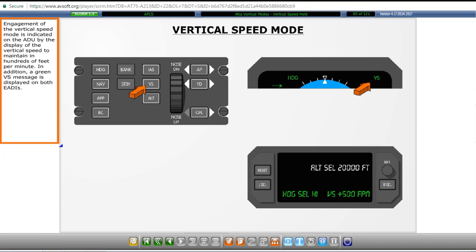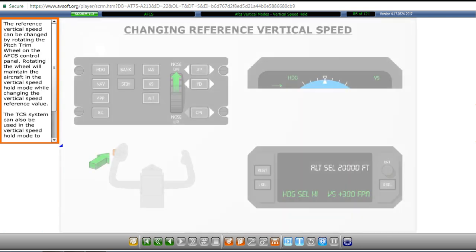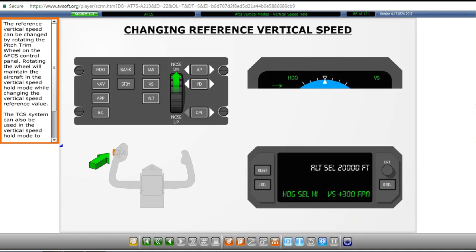Engagement of the vertical speed mode is indicated on the ADU by the display of the vertical speed to maintain in hundreds of feet per minute. In addition, a green vertical speed message is displayed on both EADIs. The reference vertical speed can be changed by rotating the pitch trim wheel on the AFCS control panel. Rotating the wheel will maintain the aircraft in the vertical speed hold mode while changing the vertical speed reference value. The TCS system can also be used in the vertical speed hold mode to change the reference vertical speed.